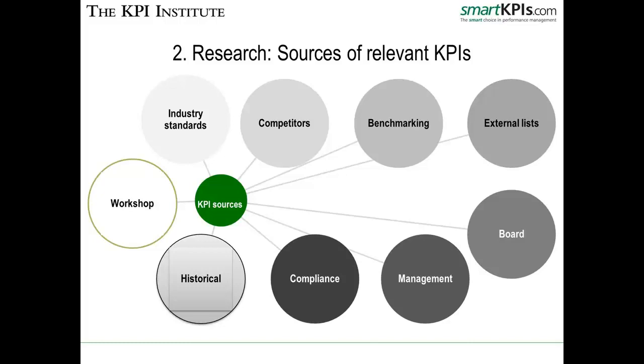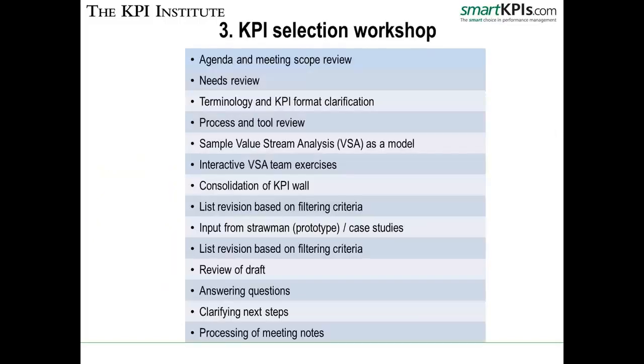But ultimately, the most important component that ties everything together is the workshop, the KPI selection workshop. So the research is an enabler of having a properly organized workshop in place. An example of what such a workshop would consist of is available on this slide, where we have listed the main topics to be covered during such a KPI selection workshop.